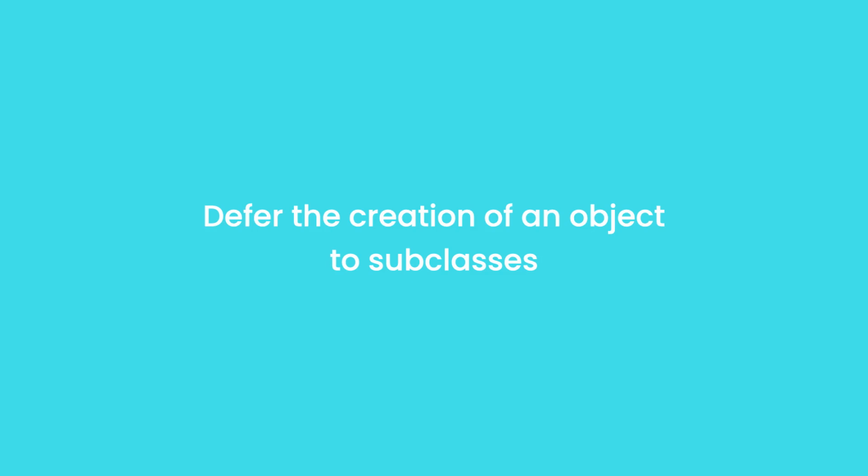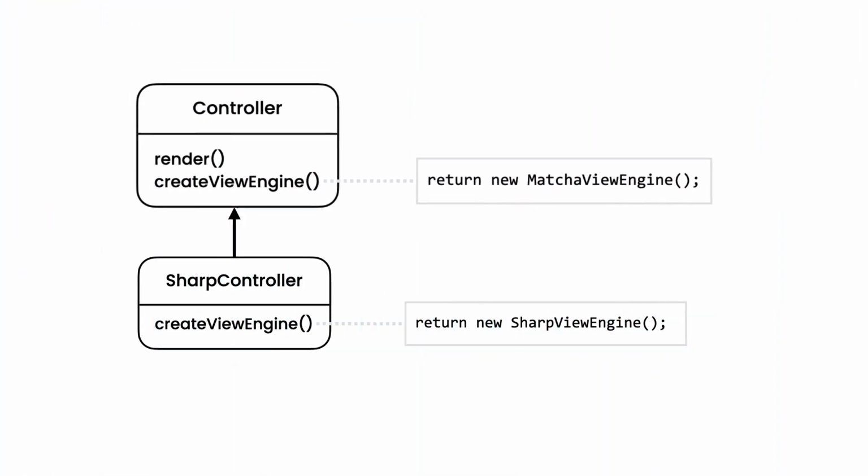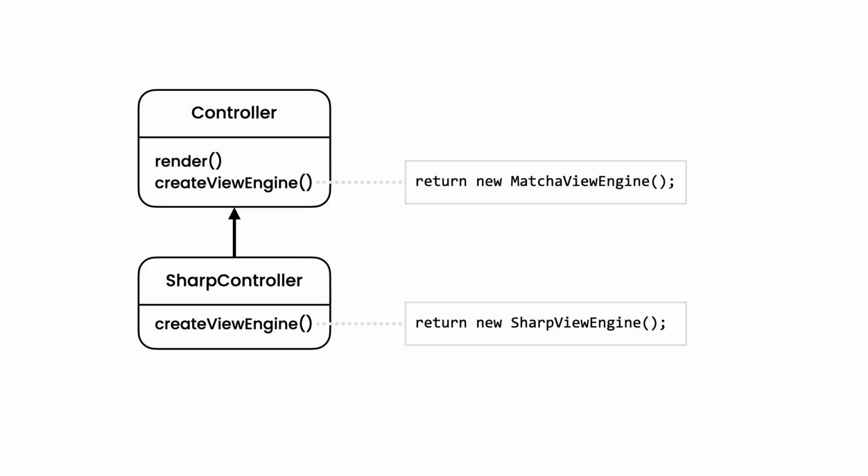Now back to the classic definition of the factory method pattern. We use the factory method pattern to defer the creation of an object to subclasses. Let's see what this really means. So in this structure, in the base controller class, we have supplied a default implementation for the create view engine method. So here we're returning a Matcha view engine.